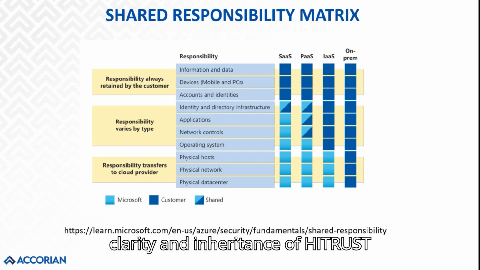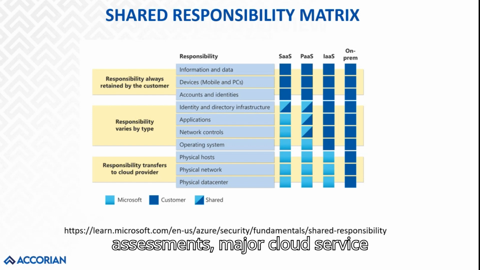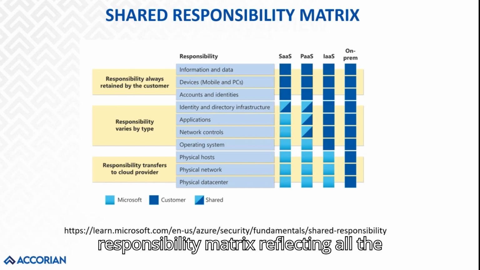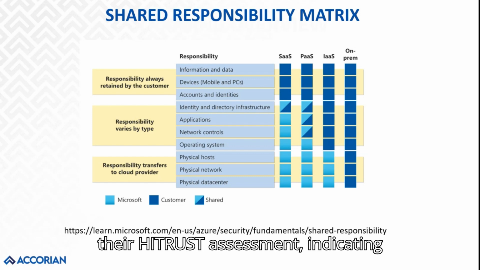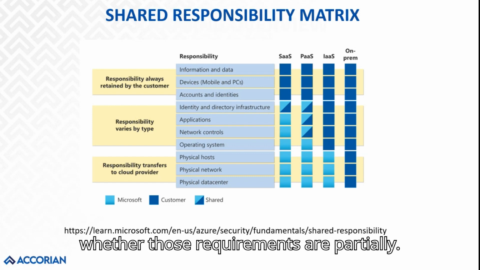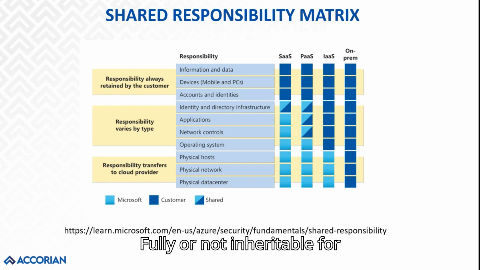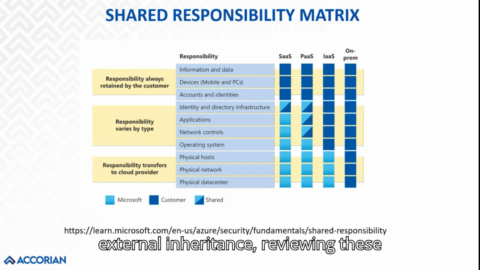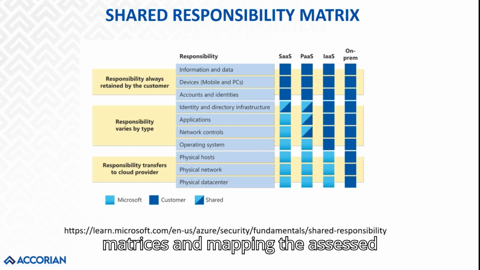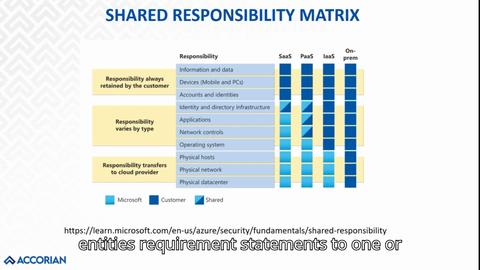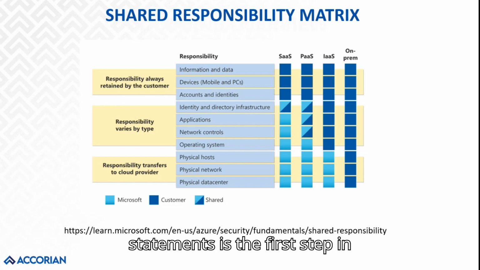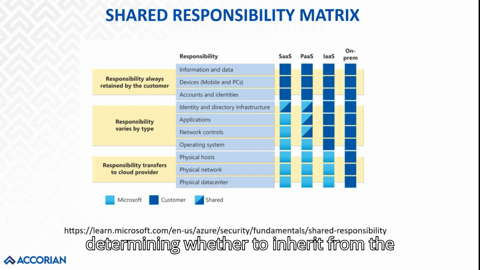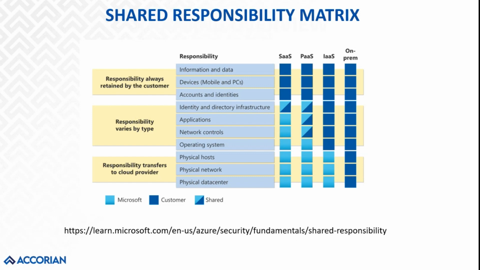To help with clarity and inheritance of HITRUST assessments, major cloud service providers have created a shared responsibility matrix reflecting all the requirements included in the scope of their HITRUST assessment, indicating whether those requirements are partially, fully, or not inheritable. For external inheritance, reviewing these matrices and mapping the assessed entity's requirement statements to one or more service providers' requirement statements is the first step in determining whether to inherit from the service provider's HITRUST assessment.